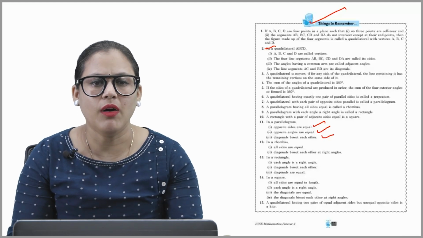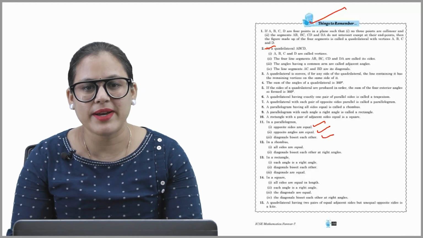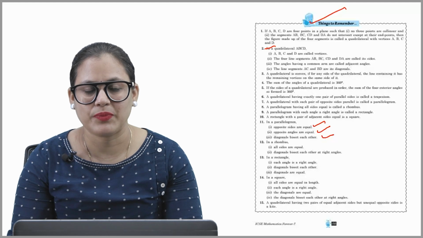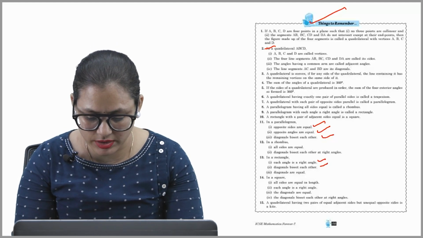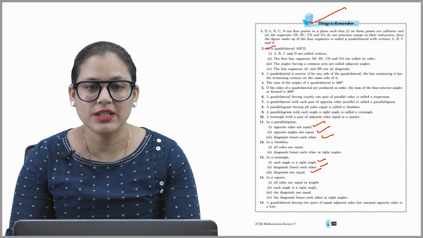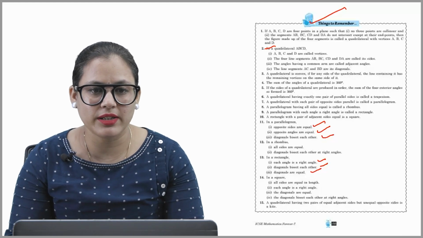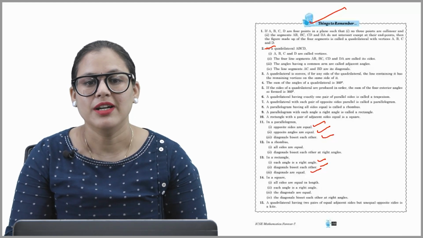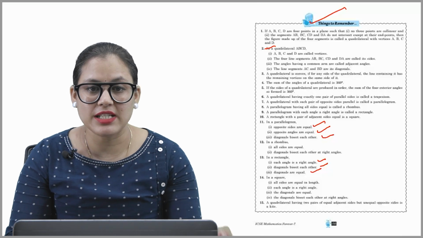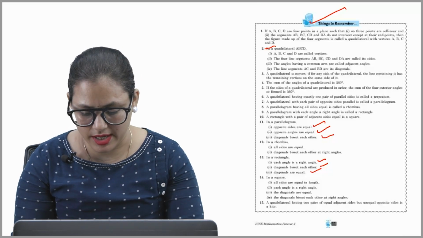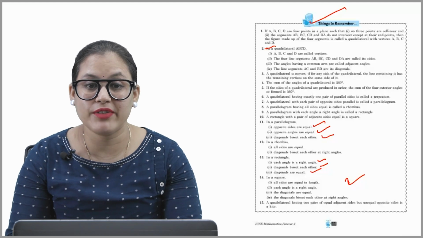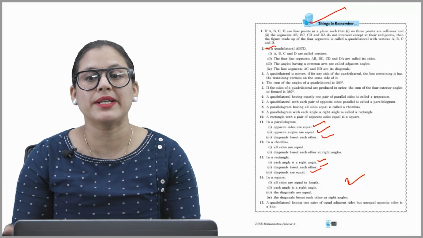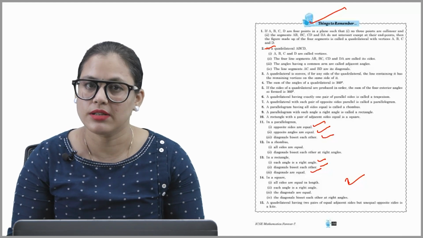In a rhombus, all sides are equal. Diagonals bisect each other at right angles. In a rectangle, each angle is a right angle, diagonals bisect each other and diagonals are also equal. 14, in a square, all sides are equal in length, each angle is a right angle, the diagonals are equal, the diagonals bisect each other at right angles. And number 15, a quadrilateral having 2 pairs of equal adjacent sides but unequal opposite sides is a kite.